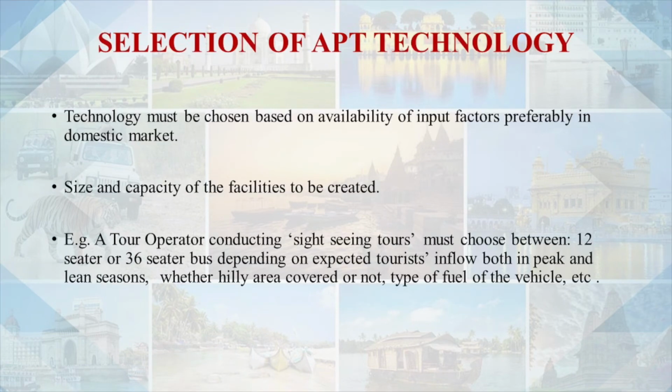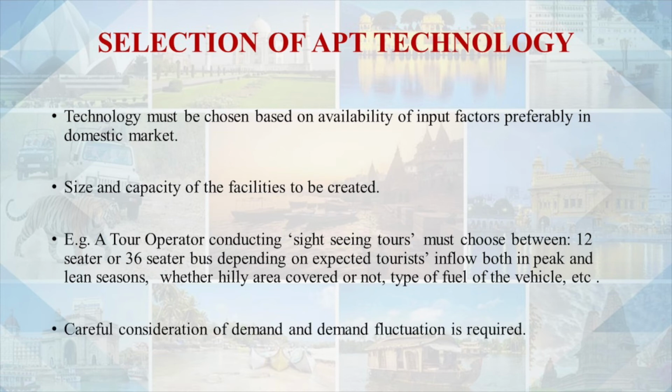Size and capacity of the facility to be created is also important. For example, a tour operator conducting sightseeing tours must choose between a 12-seater or 36-seater bus, depending on expected tourist inflow, both in peak and lean season. And not only this, he needs to focus on which area that bus will go. If he takes a big bus in a hilly area, that creates a problem. That may be troublesome. So demand fluctuation needs careful consideration, and input factor is a very important part of technical feasibility.